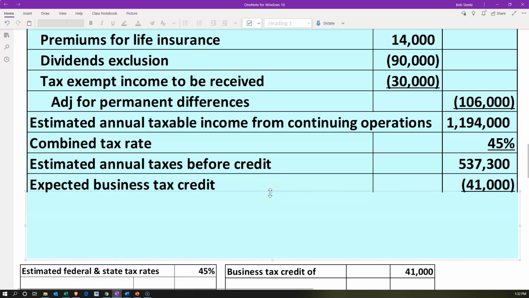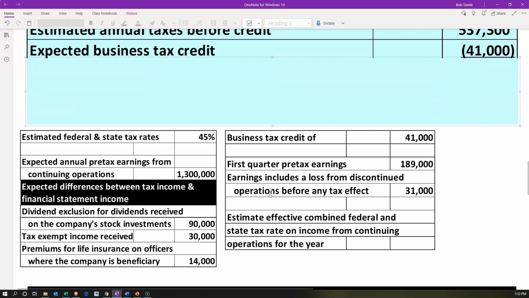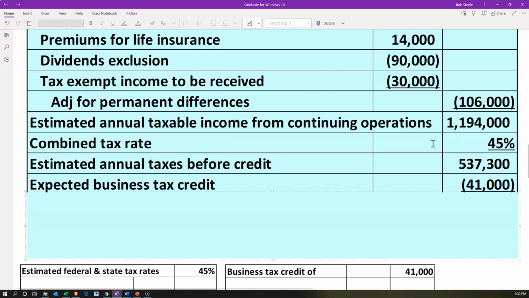Then we have the expected business credits. We said that we expect there to be credits as well. That was given down here, business tax credits. And so we annualized the credits, and of course those credits aren't included in the taxable income or the calculation, or this 45% isn't taking the credits into consideration, and we want to come up with some type of percent so that we can make an estimate on a quarterly basis which will include the credit.